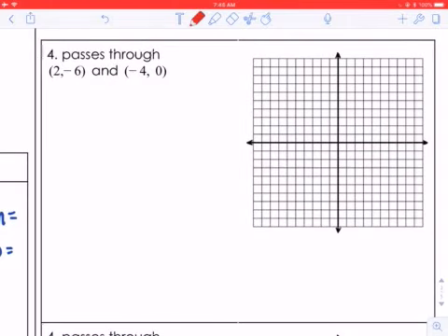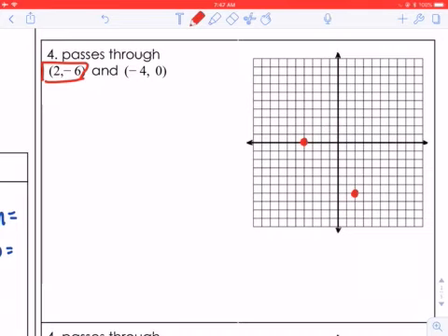So we know that it goes 2 on my x and down 1, 2, 3, 4, 5, 6. So I have a point here. That's my first point here. And then negative 4, 0. 1, 2, 3, 4. So I know my line's going to go through there.